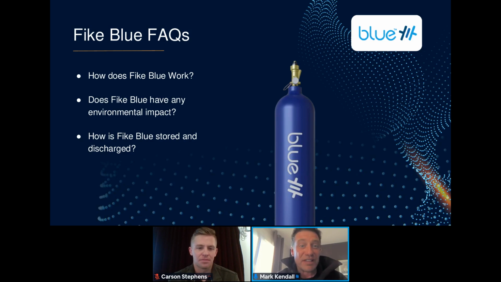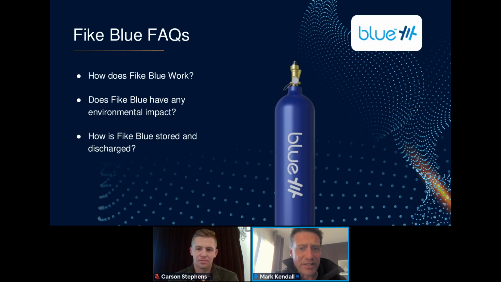So how does it work? The main feature of Fike Blue is its heat capacity. It has an incredibly high heat capacity above 400 degrees, and that allows it to pull the heat from the event and then distribute it and take care of it so that it doesn't overheat the adjacent modules and throughout the pack.